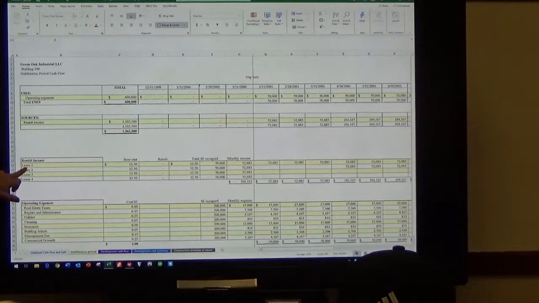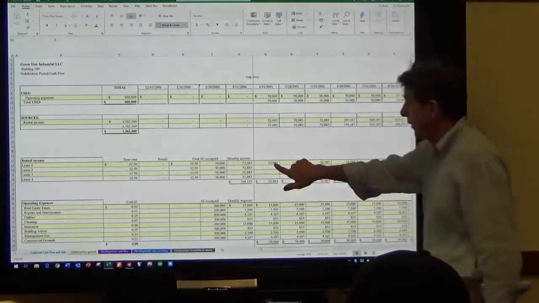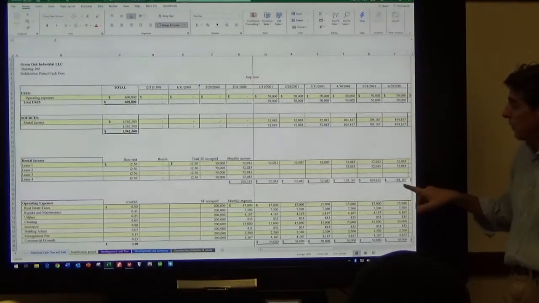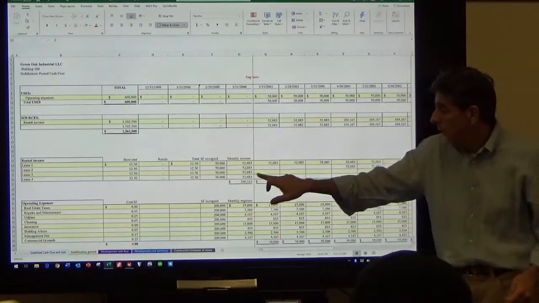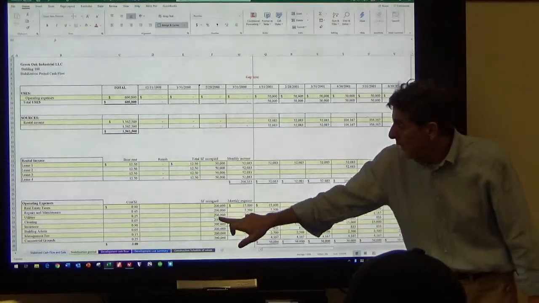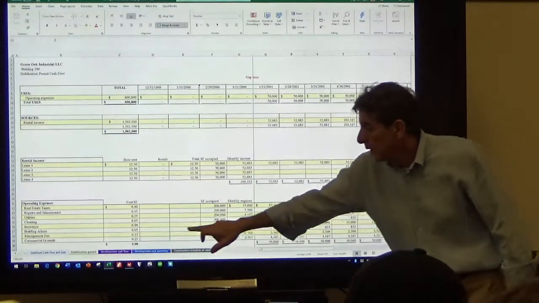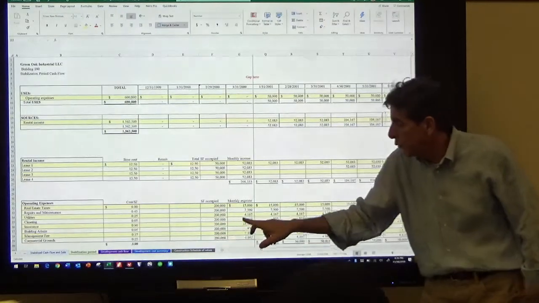I build a rental income schedule. Every quarter, I start a new lease. I've got $208,000 worth of annual income, and this is how it's going to roll in, so much every month. And then I have my operating expenses. That was part of the inputs. I've got a 200,000 square foot building.